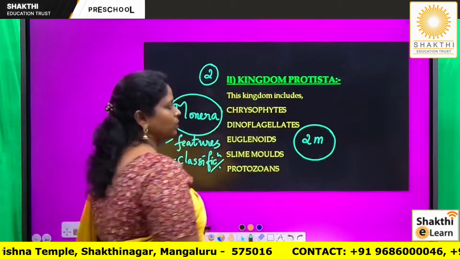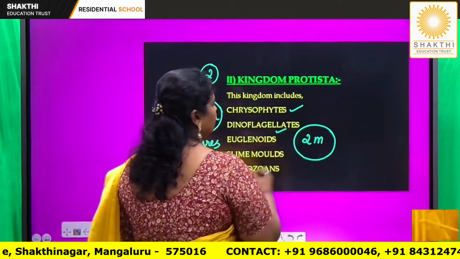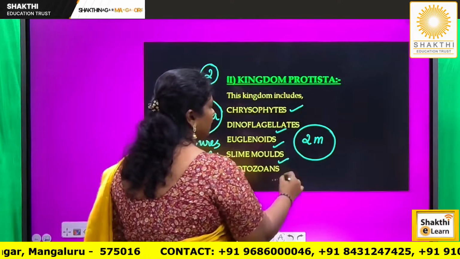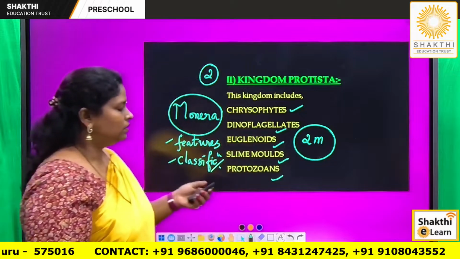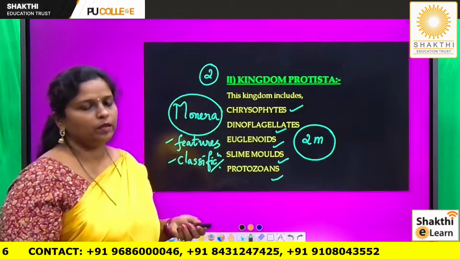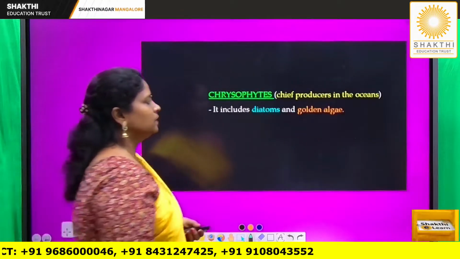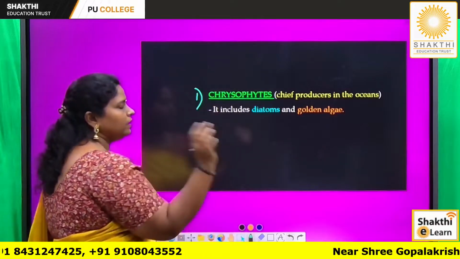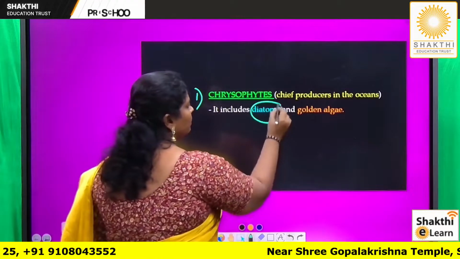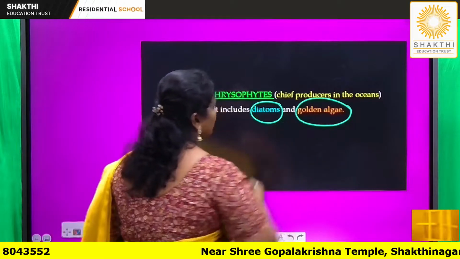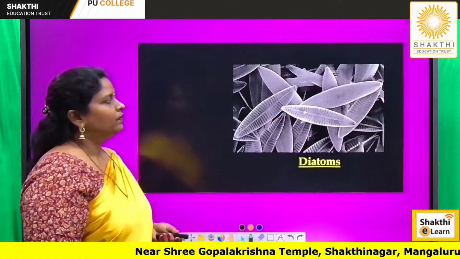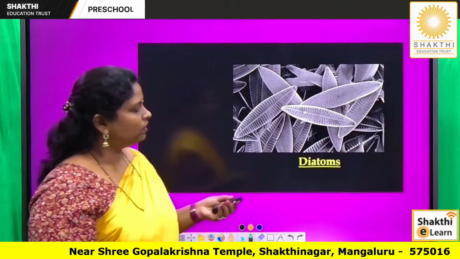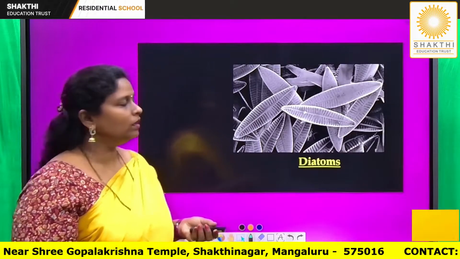Which are these groups? Chrysophytes, dinoflagellates, euglenoids, slime molds and protozoans. So just the names of different groups can be asked, and also the important highlighting features of each group. Chrysophytes: under this there are 2 important members, diatoms and golden algae. In this image, diatoms have been enlarged and shown.